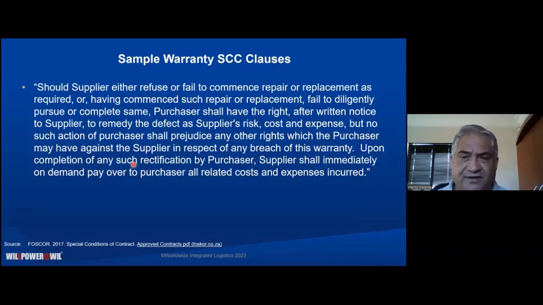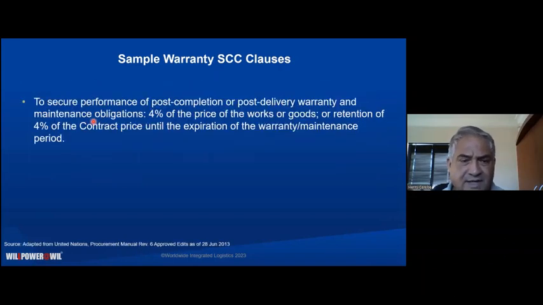And this is another example from Fosco, where they brought in a special condition of contract clause around warranties. This is an example from the UN, where, with the warranties, they said we're going to retain 4% of that invoice amount. Sorry, not for the duration of the contract, but for the duration of that warranty period. And after the warranty period, we will then pay you the 4%. So that is just an example of what they do. I'm not suggesting you do that. I'm saying that is an example of it.